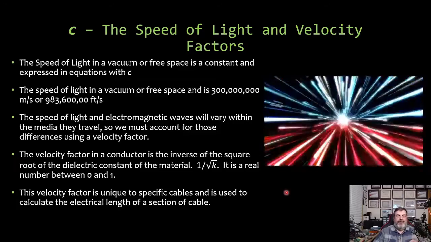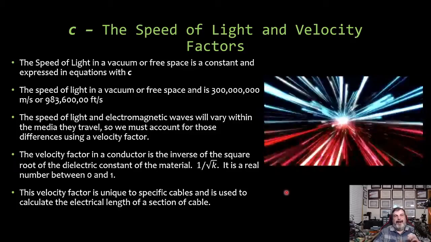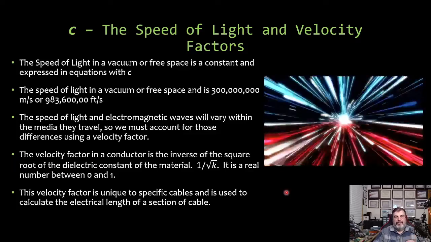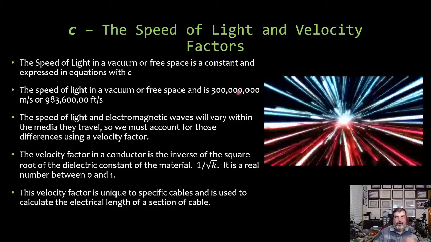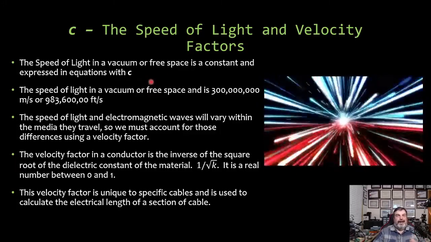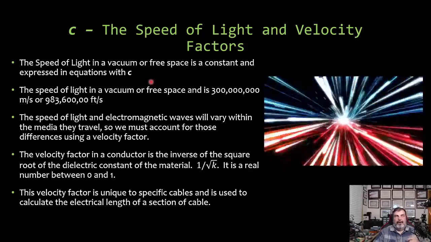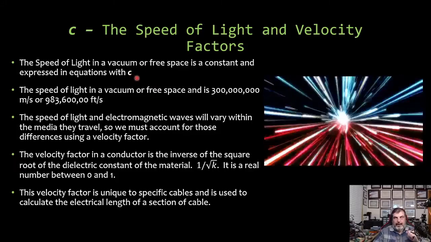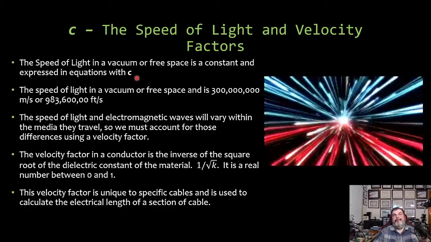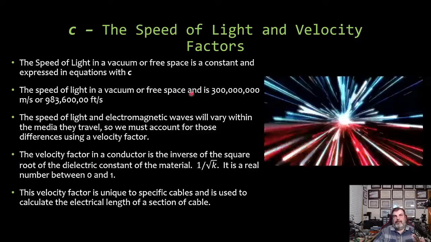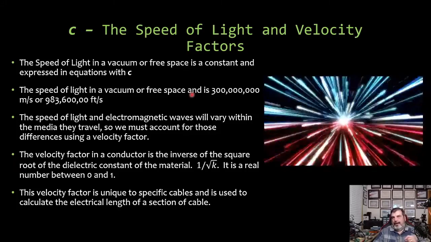Now, that sounds like odd phraseology, but we have to make it that way, because things are not always equal when you're passing through different types of materials or mediums. When we talk about the speed of light, traditionally everybody knows this is the letter C in equations, famous equations like E equals mc squared, Einstein's theory of special relativity. C is the speed of light in a vacuum or free space. Light travels very quickly. Over 1 second, light will travel 300 million meters or 983,600,000 feet. I said it was fast.